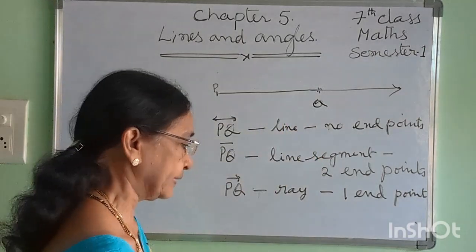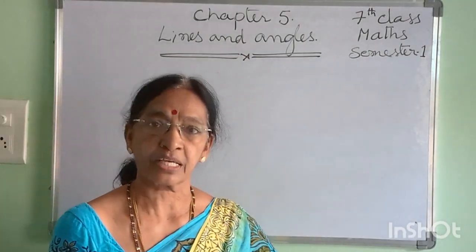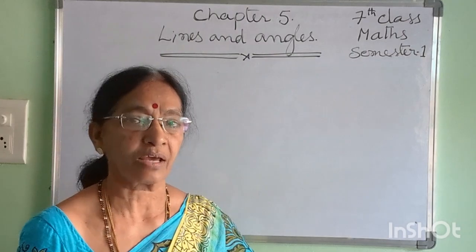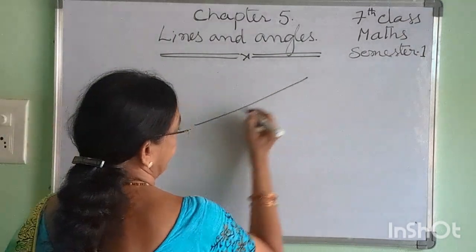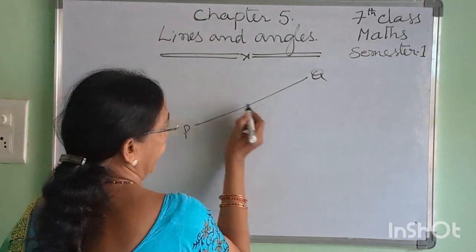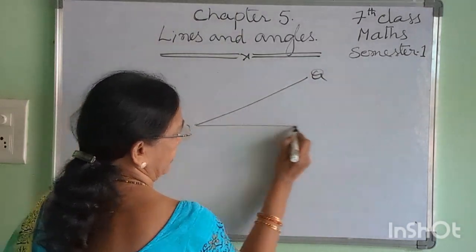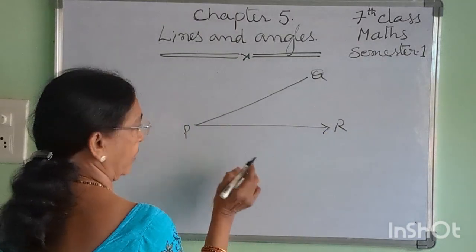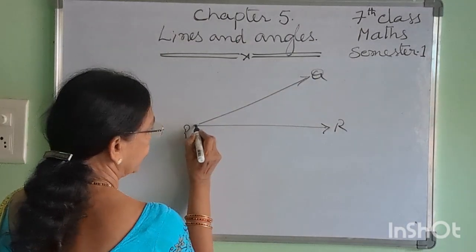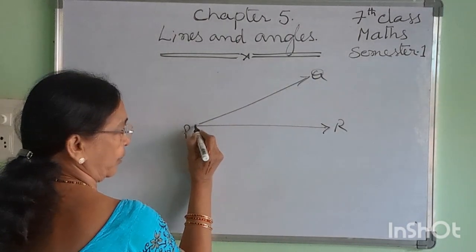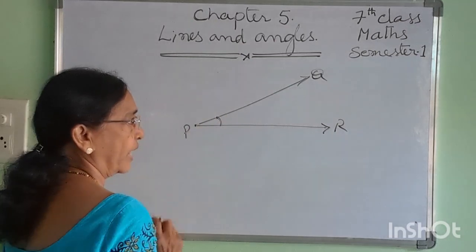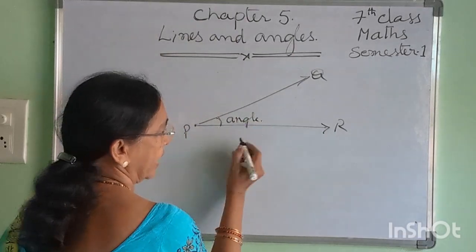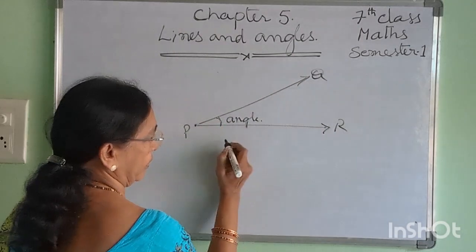We can measure it. When two lines, line segments or rays intersect or meet at a point, angles are formed. Suppose this is a line segment and it meets at a point somewhere. Let PR be another line segment or line, whatever it may be. The two rays or lines meet at this point. Then this is called an angle. This angle is read as angle QPR.